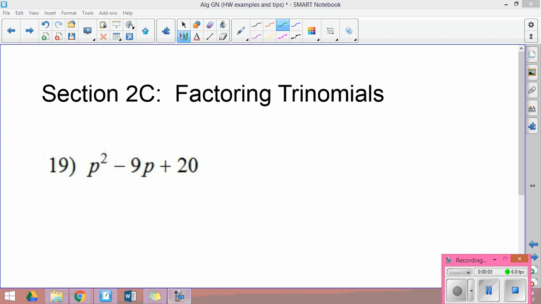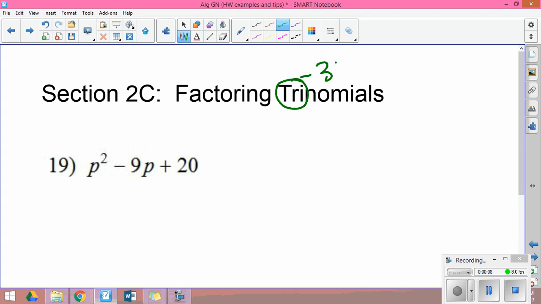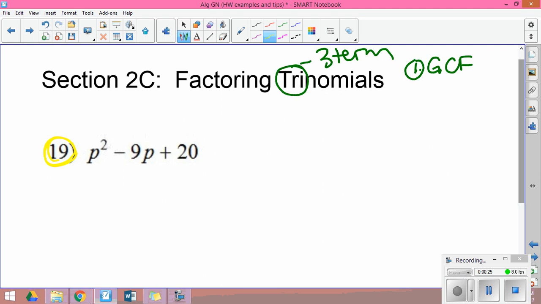Now we're going to talk about factoring trinomials, and tri means 3. So really we're talking about 3-term expressions. So number 1, we are still going to look for our greatest common factor. When I look at p squared, negative 9p, and 20 in homework number 19, there are no common factors.